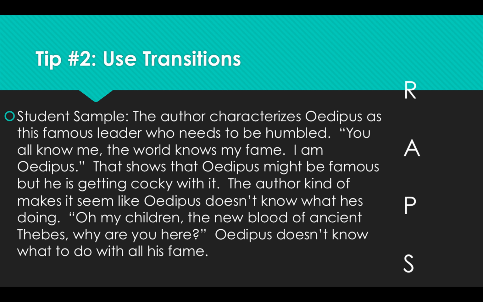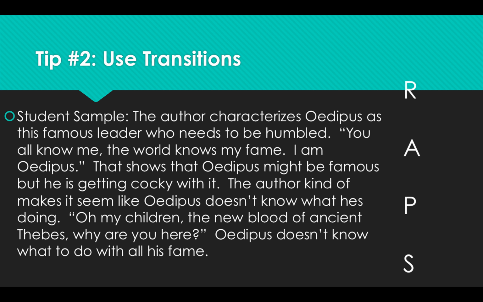And then finally, you want to use transitions. Without transitions, I feel like I'm driving along and my car's stalling out. Here's an example. The author characterizes Oedipus as this famous leader who needs to be humbled. "You all know me. The world knows my fame. I am Oedipus." That shows that Oedipus might be famous, but he is getting cocky with it. The author kind of makes it seem like Oedipus doesn't know what he's doing. "Oh, my children, the new blood of ancient Thebes, why are you here?" Oedipus doesn't know what to do with all his fame. Whew, I feel like my car just broke down.